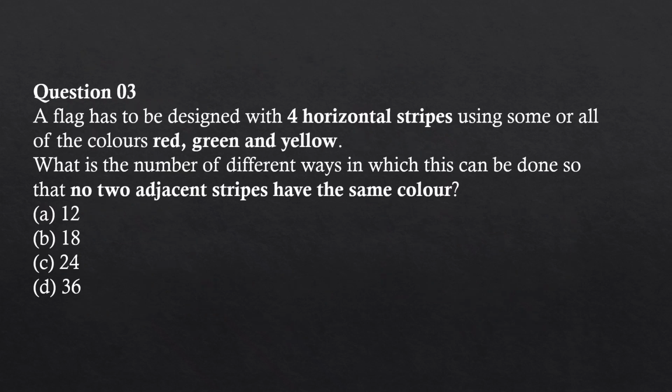Question number 3. A flag has to be designed with 4 horizontal strips using some or all of the colors red, green and yellow. What is the number of different ways in which this can be done so that no two adjacent strips have the same color?